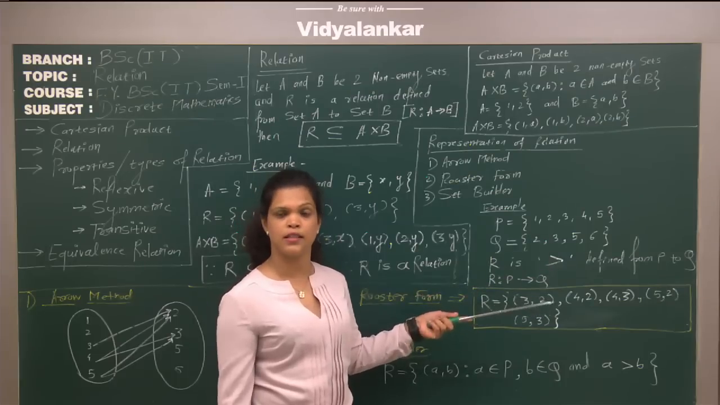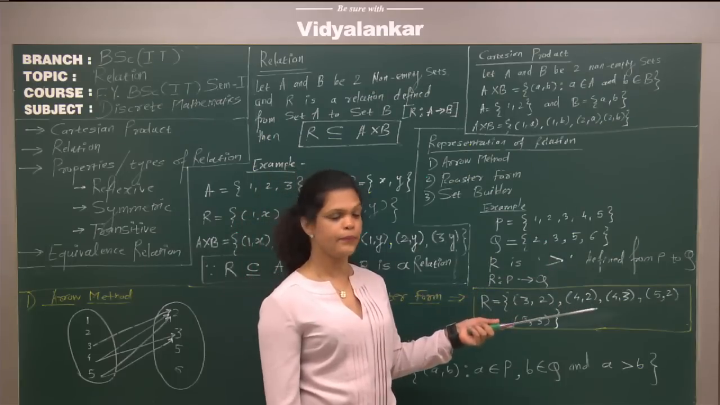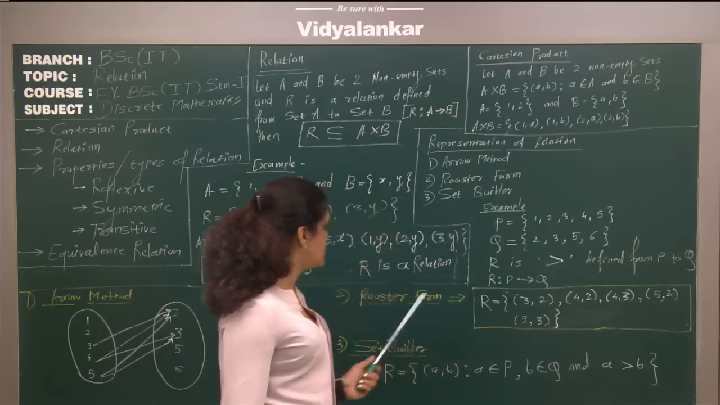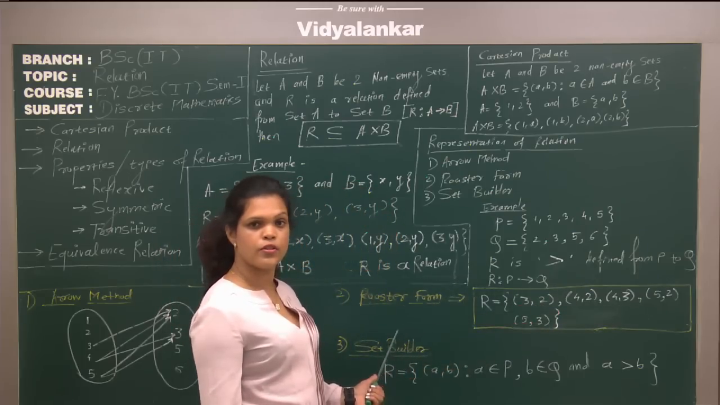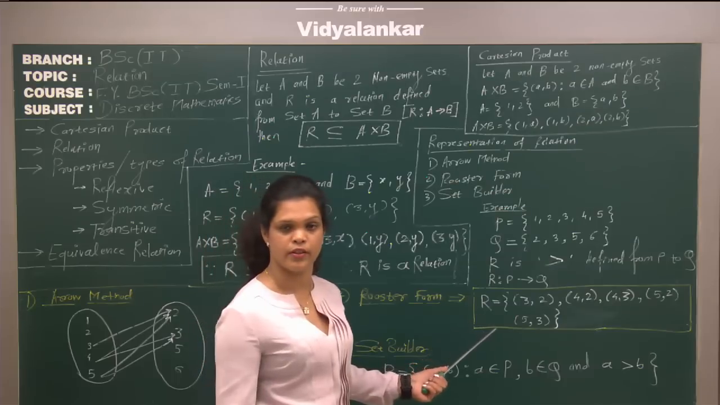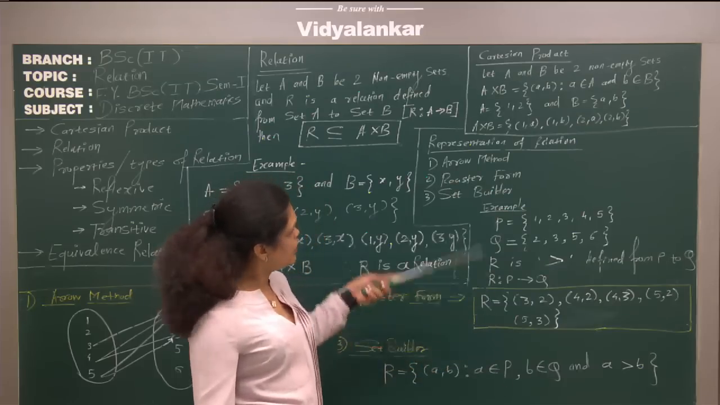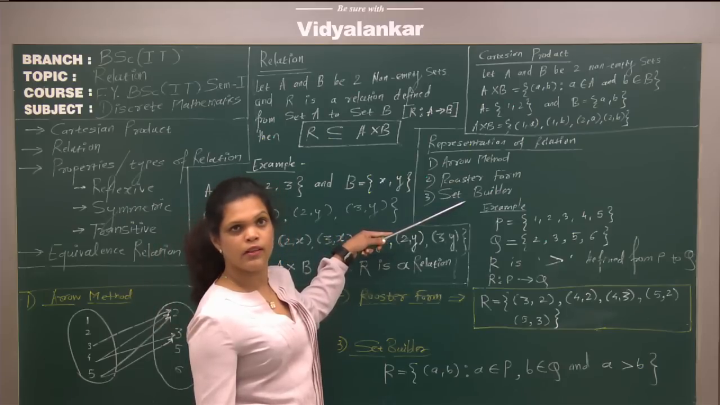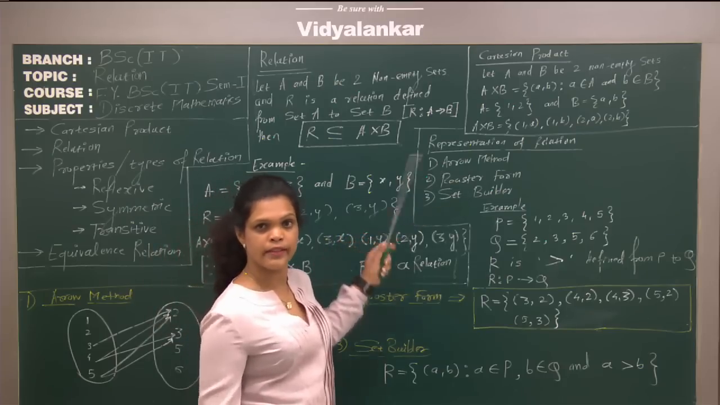The first element is greater than the second element. And the way we have written this set is called roster form. This is the roster representation method of a relation. Okay. We have two more methods, the arrow method and the set builder method, that we can discuss later.